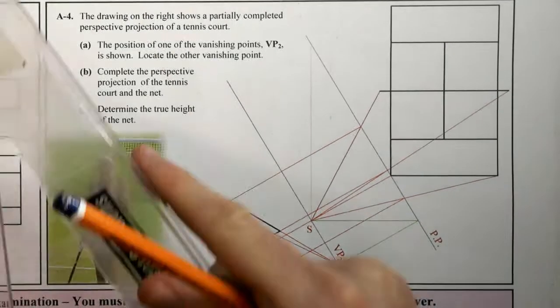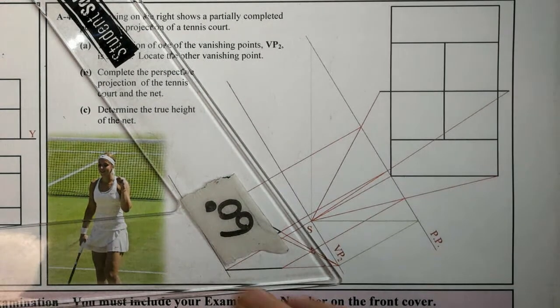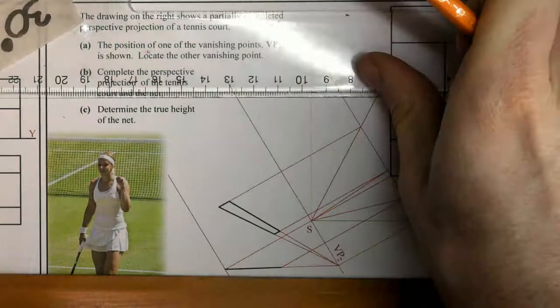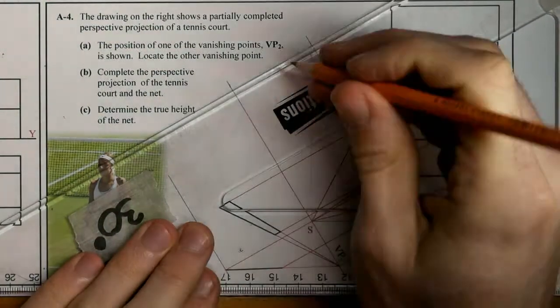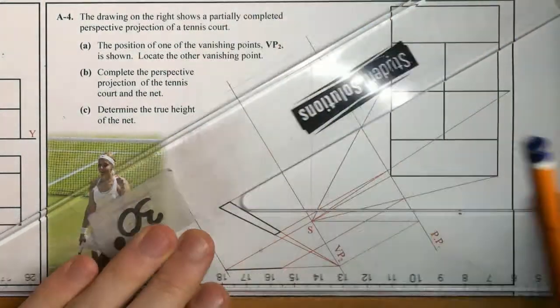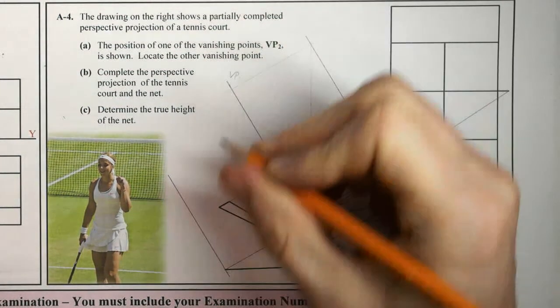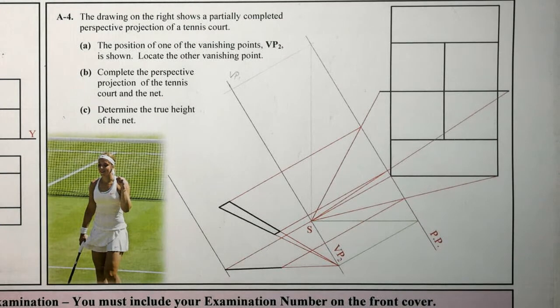I'll just check the angle of that. It's 60, great, so I can just project back at 30 degrees. So that is the position of VP1. Then part B, complete the perspective projection of the tennis court and the net.